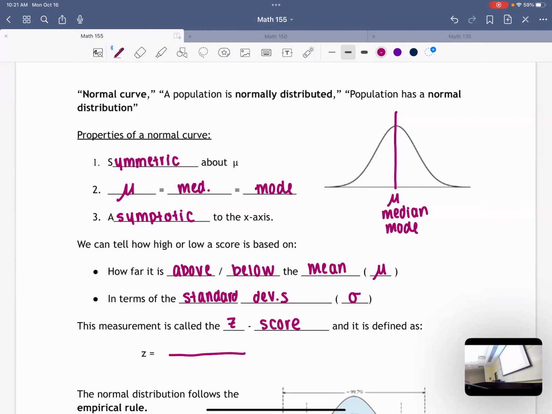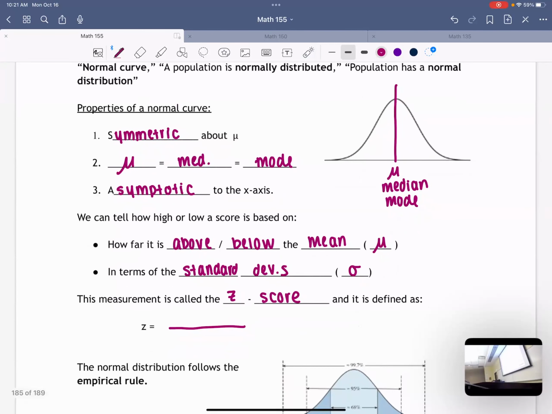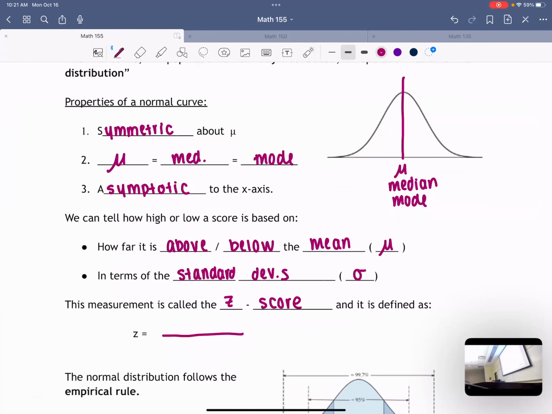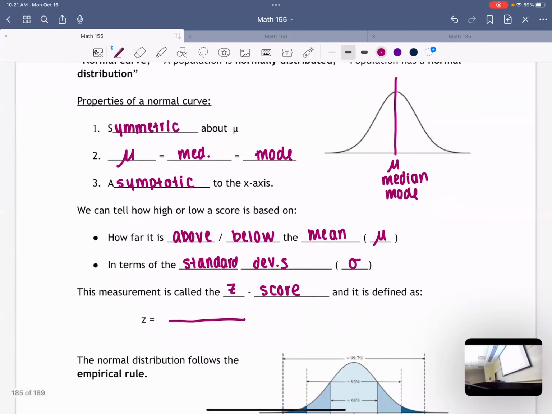Does anyone remember the Z-score formula? You have to know this for your test. I'll give you a hint. On the bottom, we have standard deviation.